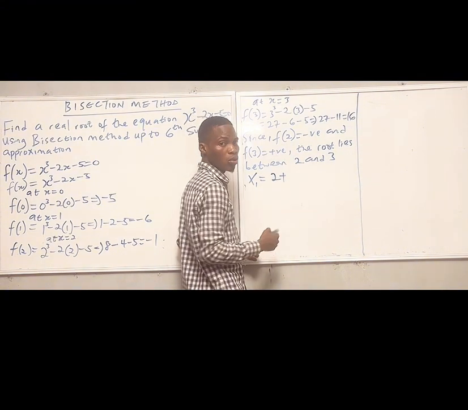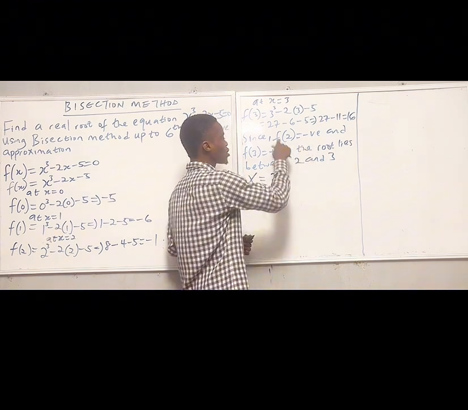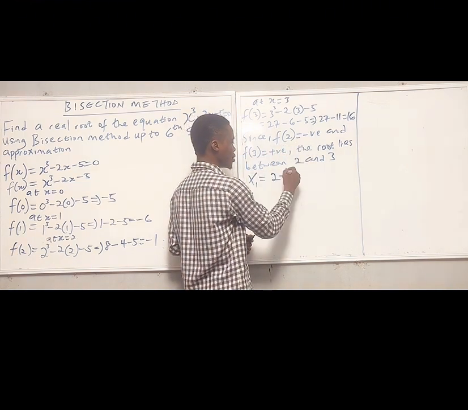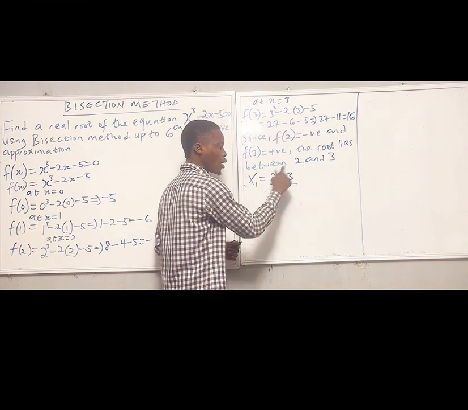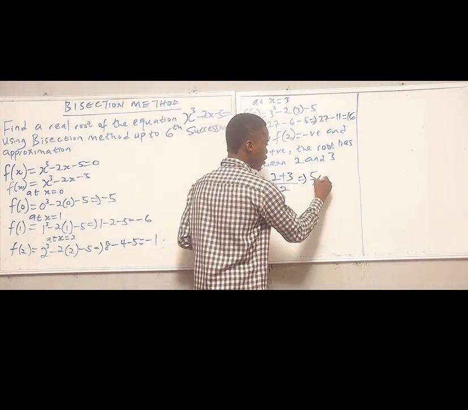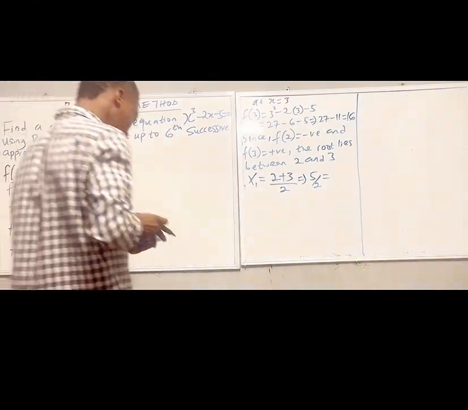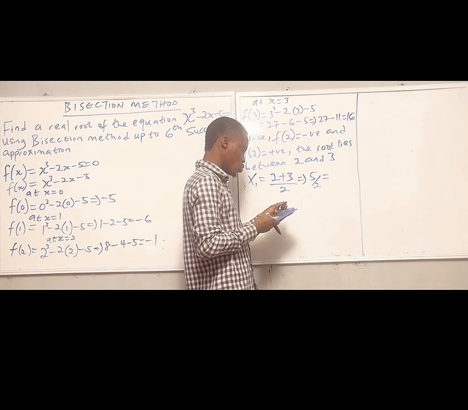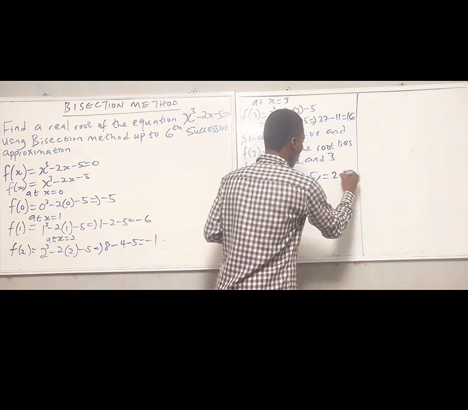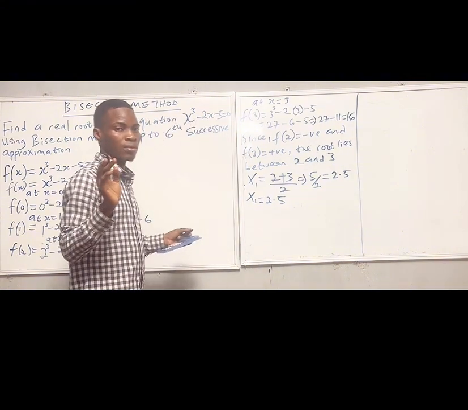What gives me negative is 2, and what gives me positive is 3. So 2 plus 3 all over 2, that is 5 divided by 2, which is 2.5. So my x1 is equal to 2.5. So I've solved it.